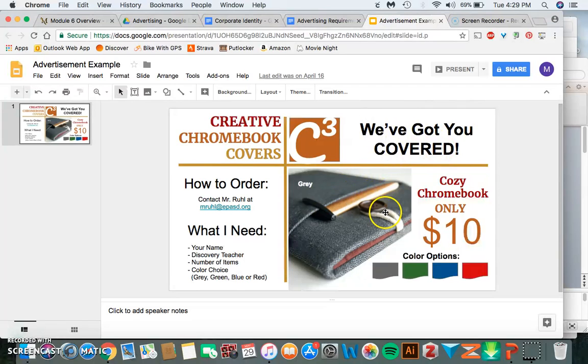Down here, and this is the main focus of my advertisement, is the actual picture of a prototype of what the people would actually be ordering. And the second most important part is right here, that it is only $10, along with my product name, color options down here, and then I have a designated area to the left right here on how to order, that they would contact Mr. Rule.